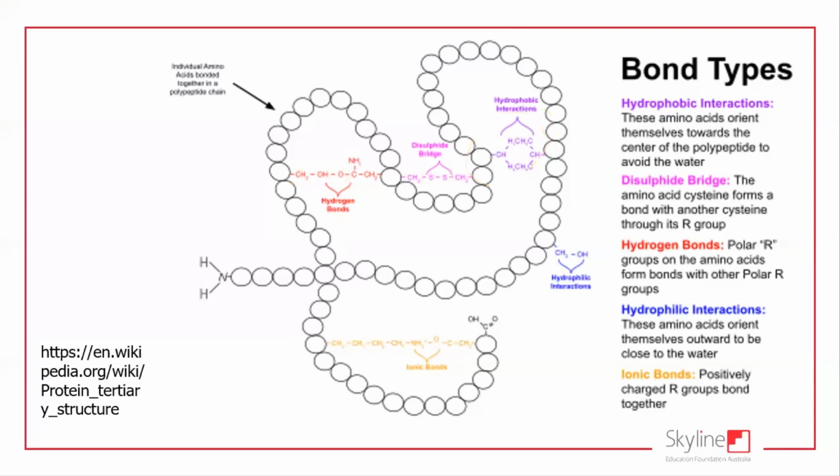Okay, quaternary structure, so the 4th level, is where different proteins interact with other peptide chains. So the bonding there is just the bonding between those different chains.